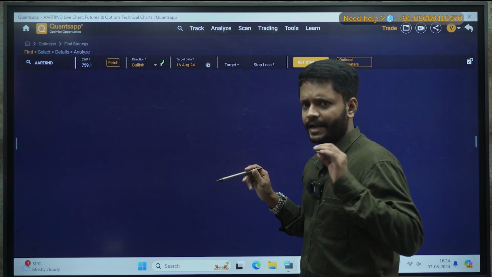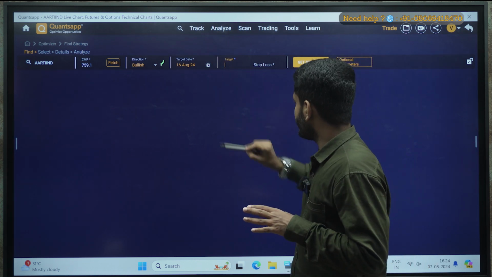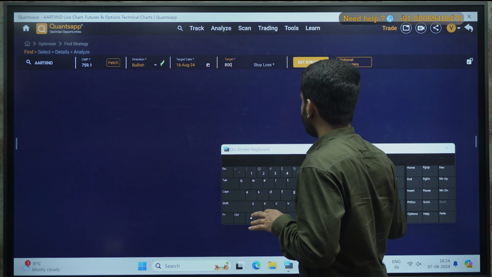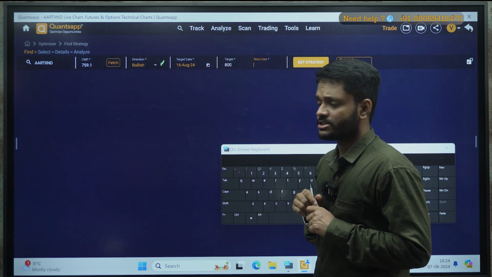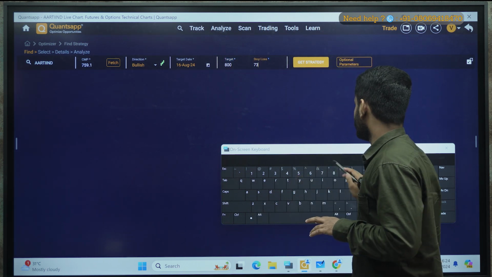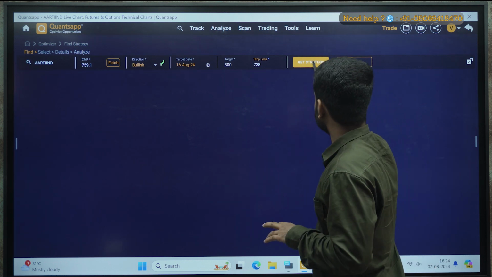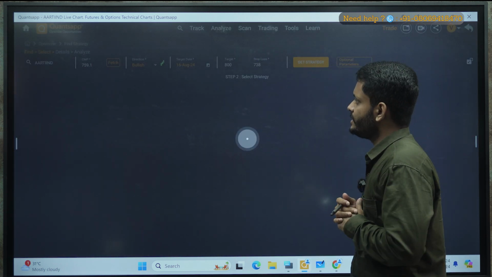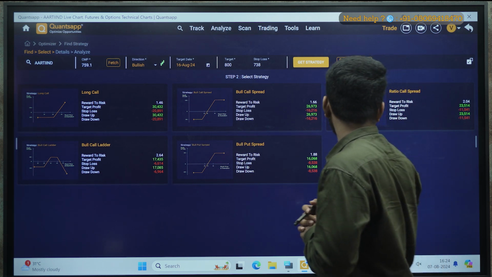So say on 16th, randomly I have taken a date. My target on the upside is 800. Let me plot it, 800. What is my stop loss? Just now we saw somewhere around 738, correct? And my target is 800. So I'll click on get strategy. This optimizer will automatically give me the strategies that are suitable.